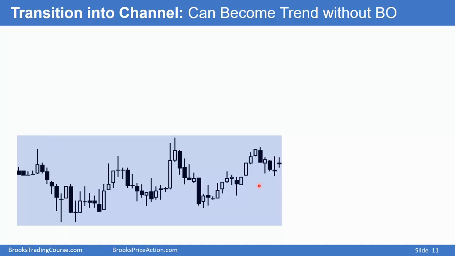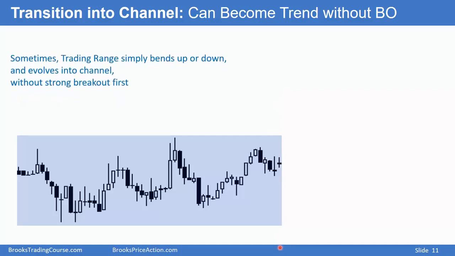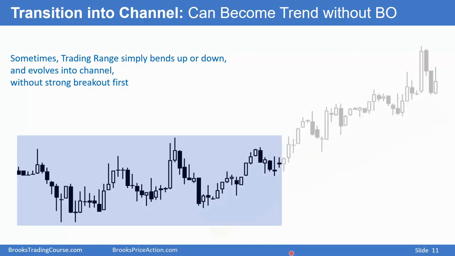Here we have a trading range. Breakout mode, 50% chance bull breakout, 50% chance bear breakout. Sometimes a trading range simply bends into a trend without ever having a strong breakout. For the bears, they're hoping for a bear breakout, a lower high, and another bear breakout, and a series of lower highs and lower lows. And the bulls are hoping that we're getting higher high, higher low compared to that low, and that will continue up, and they'll get a broad bull channel.